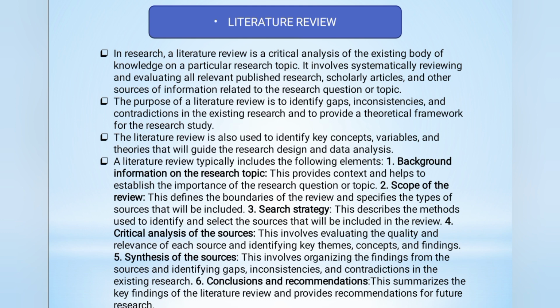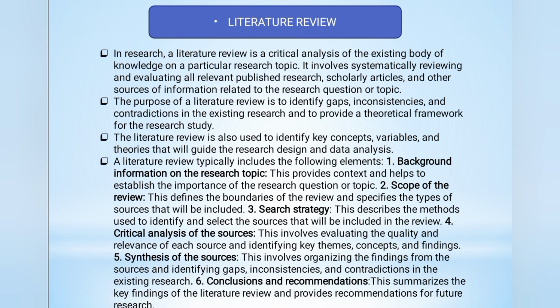A literature review typically includes the following elements. 1. Background. Information on the research topic. This provides context and helps to establish the importance of the research question or topic. 2. Scope of the review. This defines the boundaries of the review and specifies the types of sources that will be included. 3. Search strategy. This describes the methods used to identify and select the sources that will be included in the review.